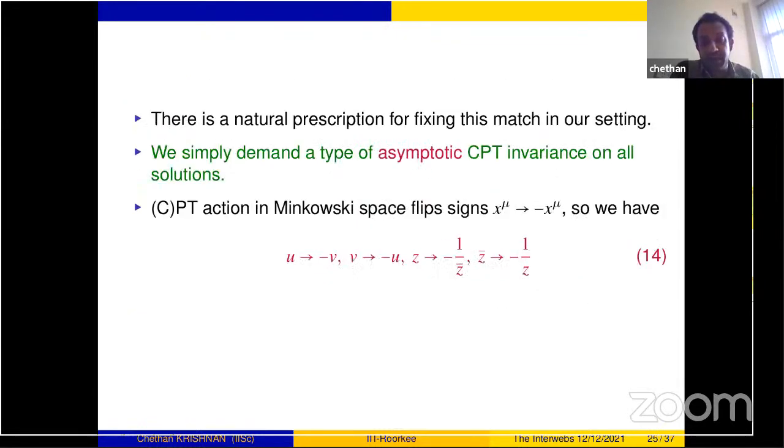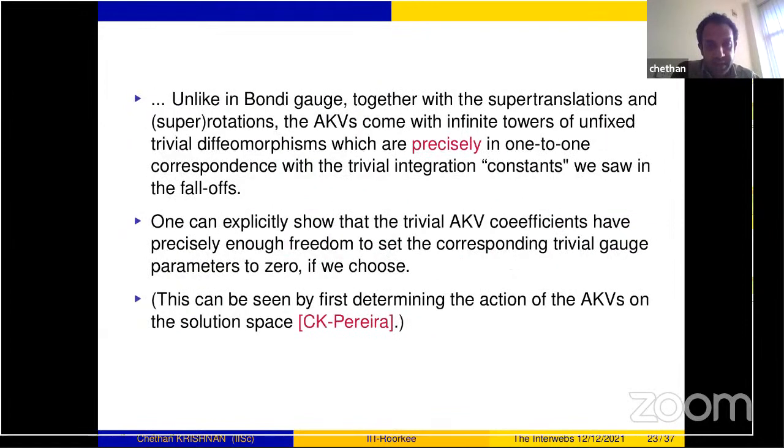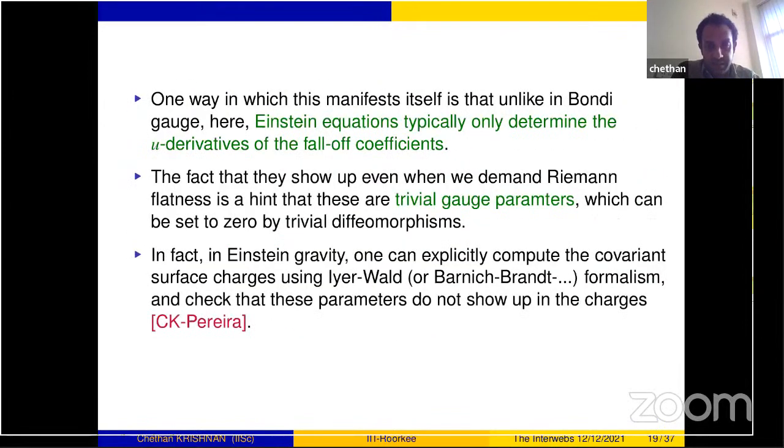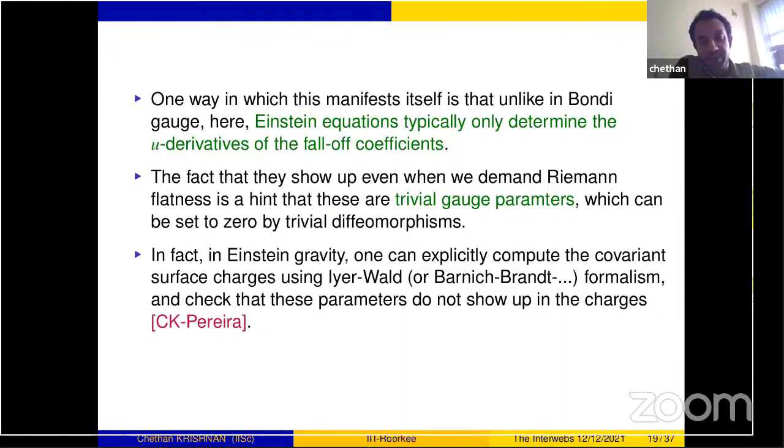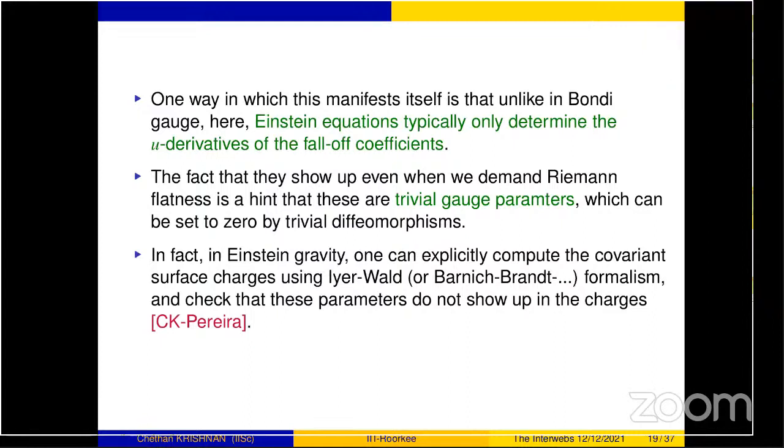That's one of the things that I mentioned here. If you compute their charges, they are zero. So they don't come up in the charges. That's the sense in which they're trivial, and that's basically the asymptotic symmetry group. You have the large gauge transformations modded out by these trivial gauge transformations.